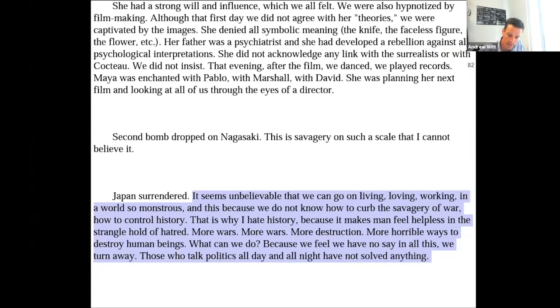And this is because we do not know how to curb the savagery of war, how to control history. That is why I hate history, because it makes man feel helpless in the stranglehold of hatred. More wars, more destruction. More horrible ways to destroy human beings. What can we do? Because we feel we have no say in all of this, we turn away. Those who talk politics all day and all night have not solved anything.